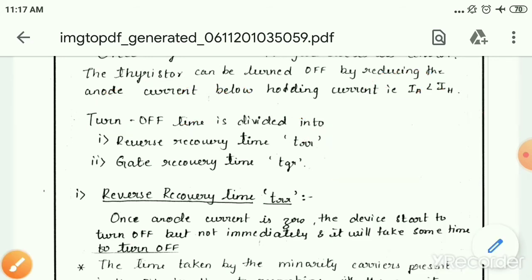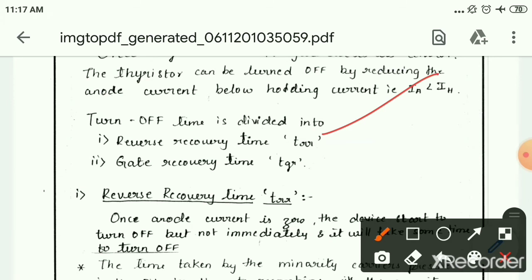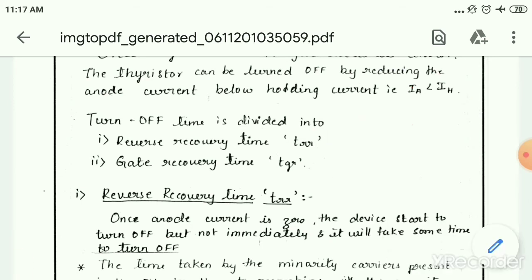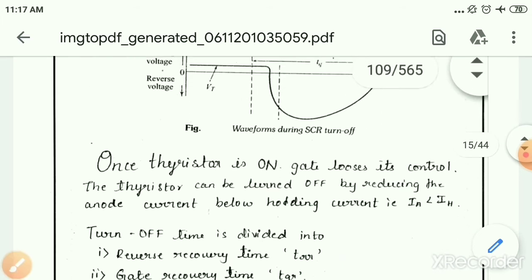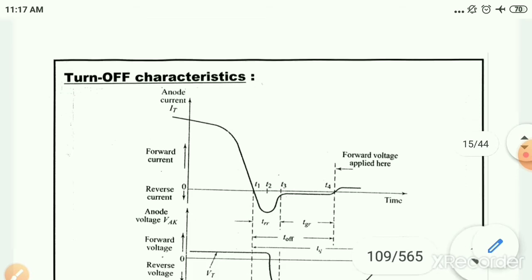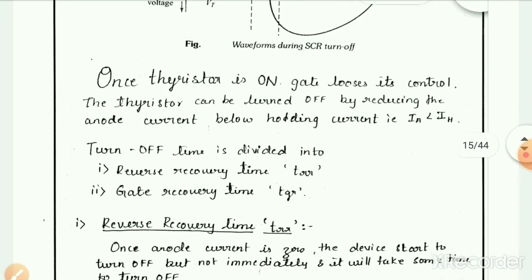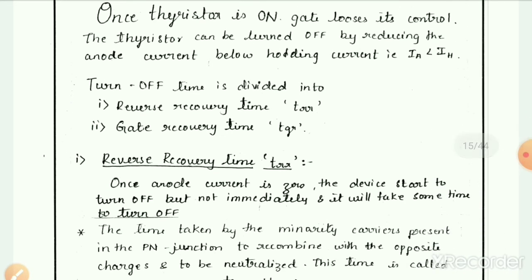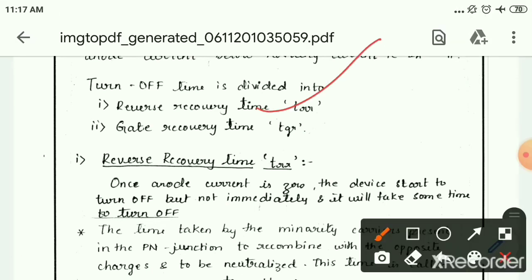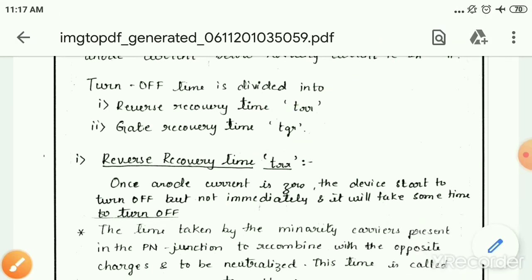TRR is the reverse recovery time. TGR is nothing but the gate recovery time. So the off characteristics of SCR is divided into two time periods: one is the reverse recovery time and the second one is the gate recovery time.